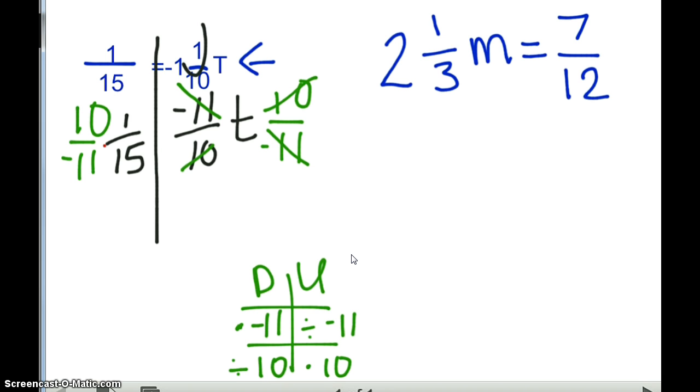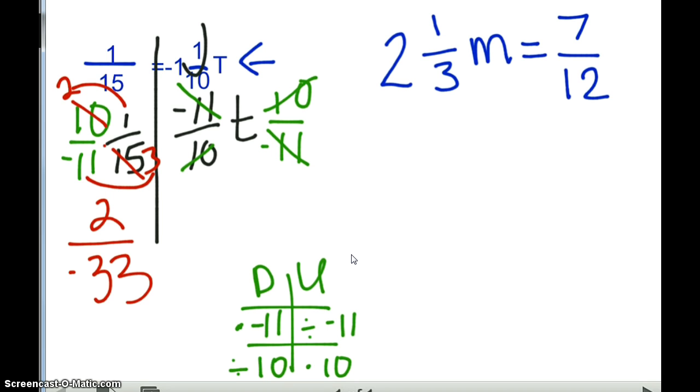This is multiplied now. So the 1 and -11, do they simplify at all? No. But do you see something that does? Right. The 10 and the 15 give you 2 and 3. So now 2 times 1 gives me 2. -11 times 3 gives me -33. And that equals t.